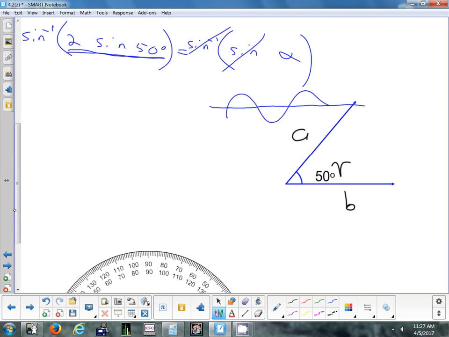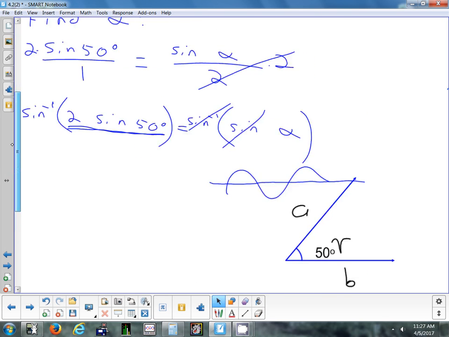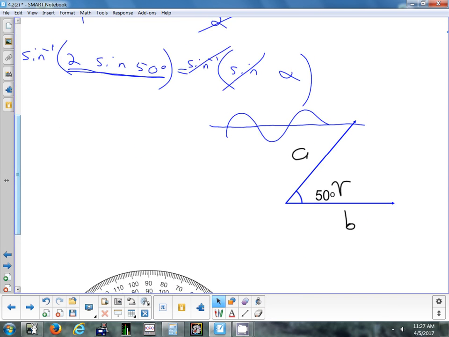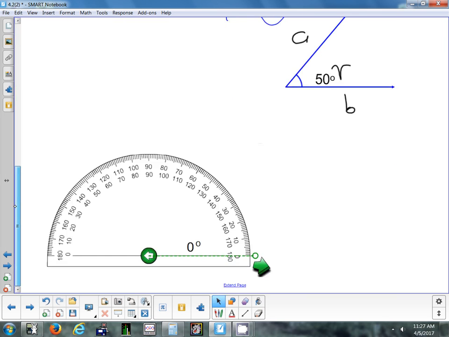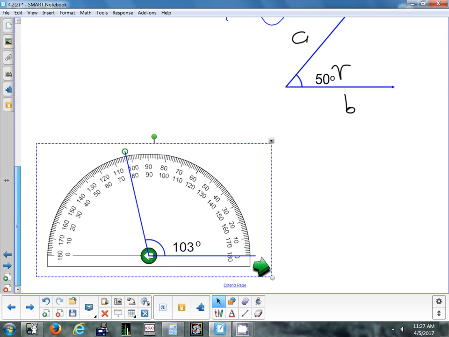All right, so let's try to sketch that. Okay, so what I did earlier is I already drew out a 50-degree angle. Okay, I measured it exactly. I can just use this protractor to draw any angle that I want. So I drew a 50-degree angle.